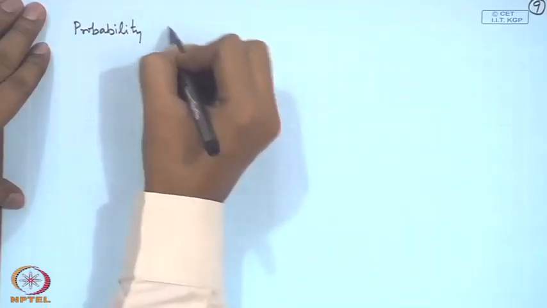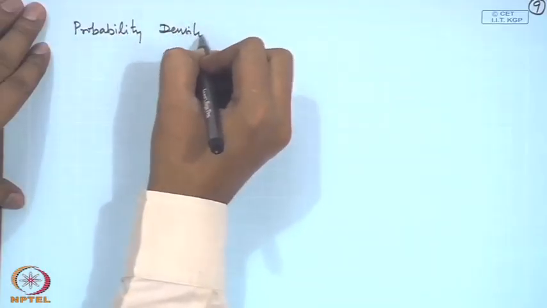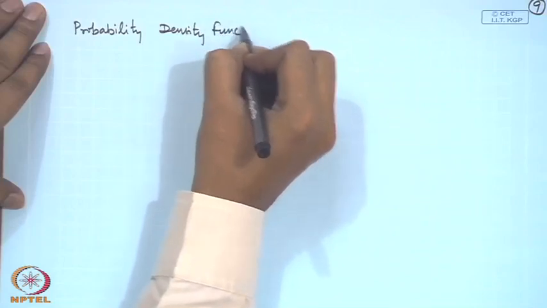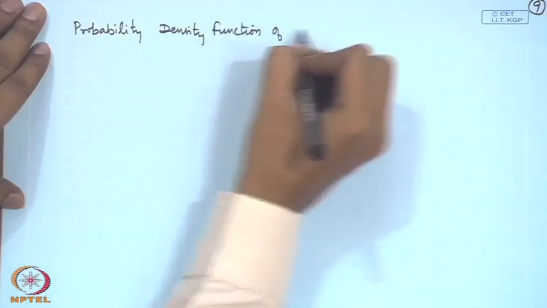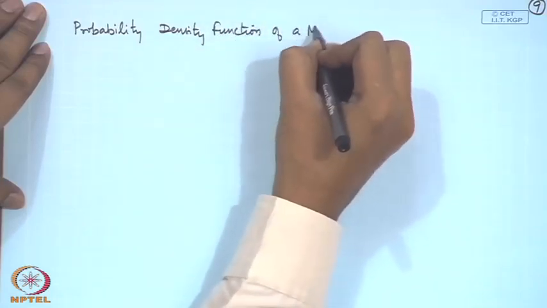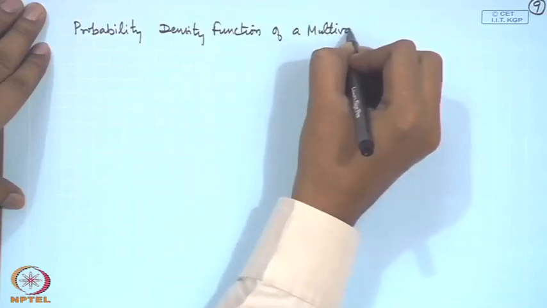So, we talk about the probability density function of a multivariate normal distribution.